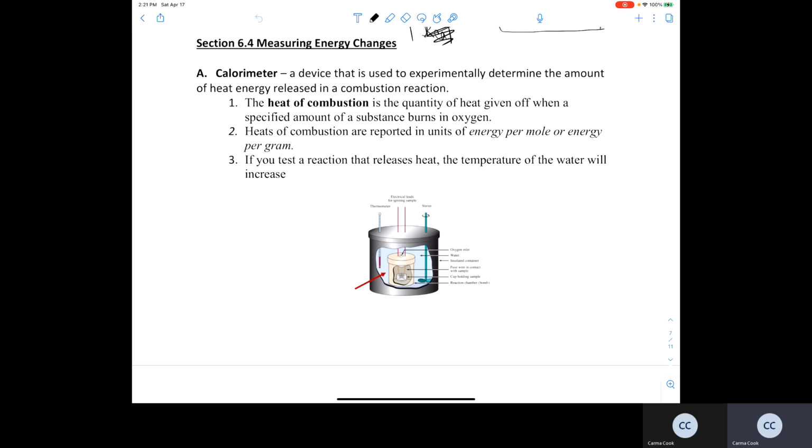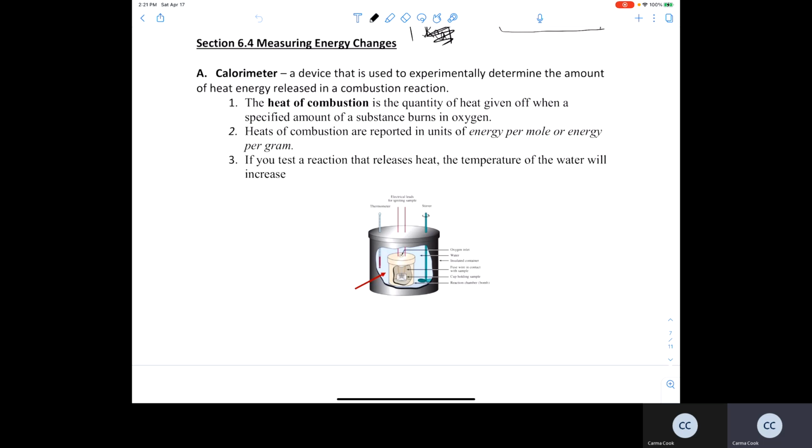So calorimetry is a technique that's used to measure the amount of energy that is released during a combustion reaction. To do so, a device called a calorimeter is used. Then you can calculate what's called the heat of combustion. That is related to the amount of heat given off when a specified amount of a substance burns in oxygen.